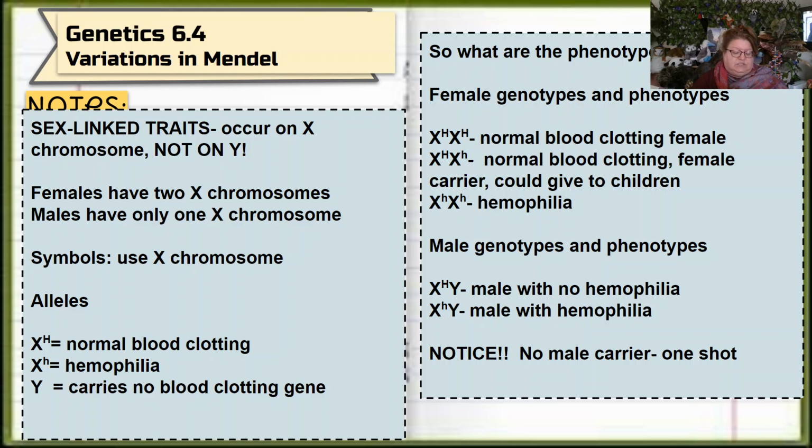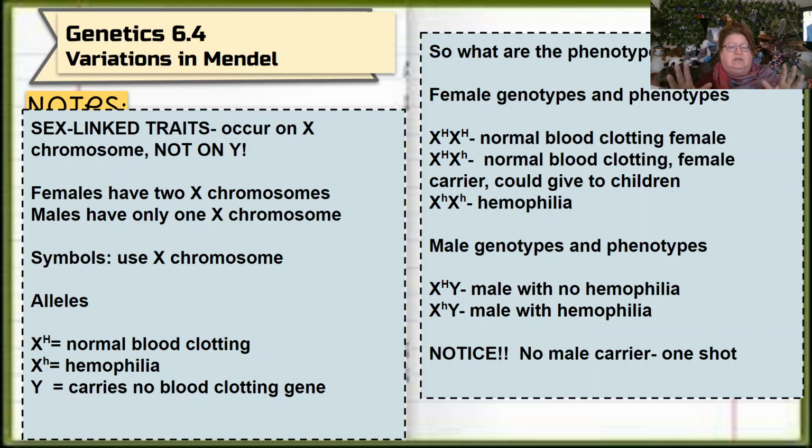Now the males, you're either going to have it or you don't, because remember, you get one shot. The Y chromosome does not carry the gene. So it's only on the X that you're going to see it. So the X big H and then the Y with nothing. The X with little h, and then the Y with nothing. So if you have X with a big H, Y, you've got normal blood clotting.